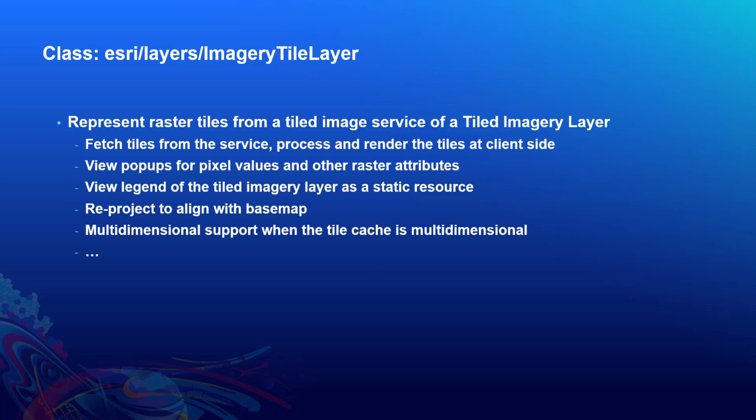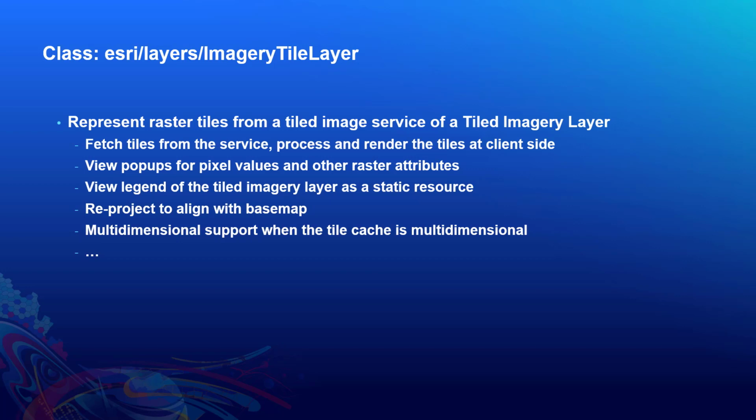Another related JavaScript API class is Imagery Tile Layer class. It represents the raster tiles from a tiled image service, which a tiled image layer will be using. It will try to fetch the tiles from the service and all the other associated properties, such as legend, statistics, and histograms, the multidimensional info if it has, and raster attribute table, things like that. But all the processing and rendering work for the tiles happens at the client side.